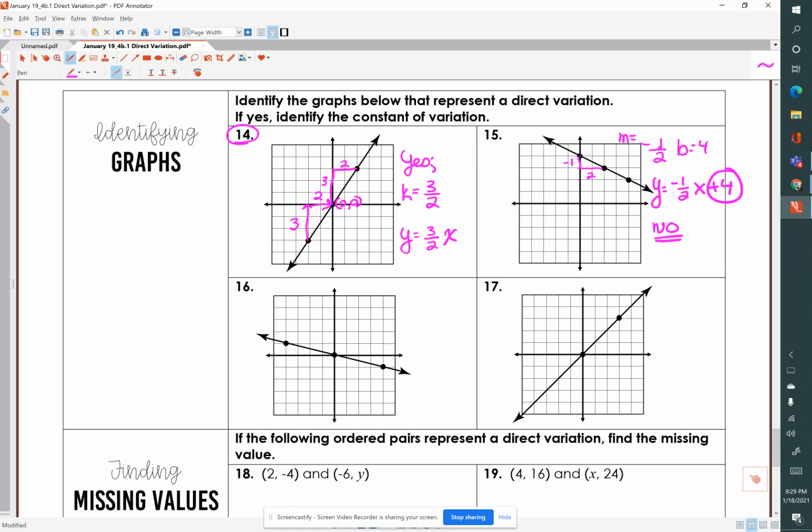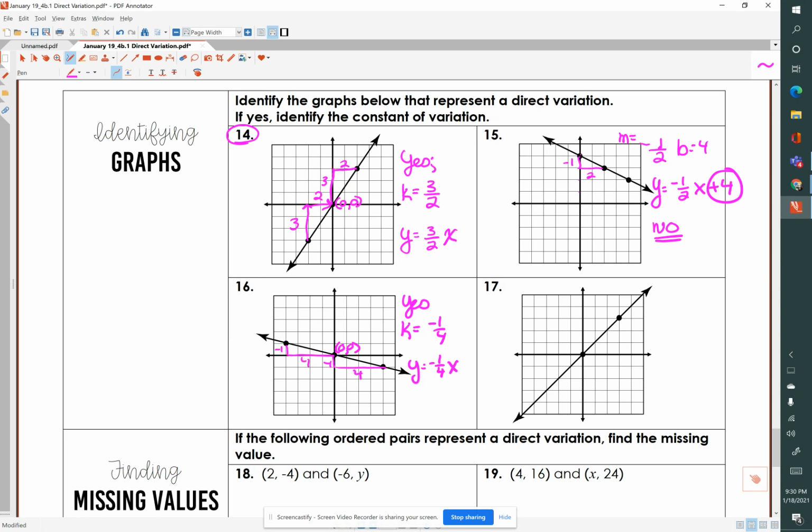Number 16, we have a slope of negative 1 over positive 4, and we go through the origin. So it looks like we have direct variation. It looks like our k equals negative 1/4, so our equation will be y equals negative 1/4 x.